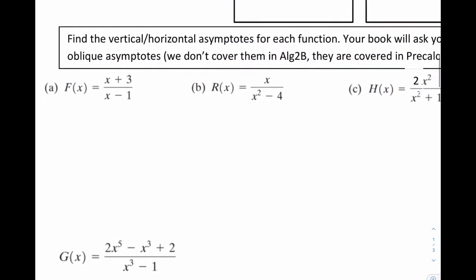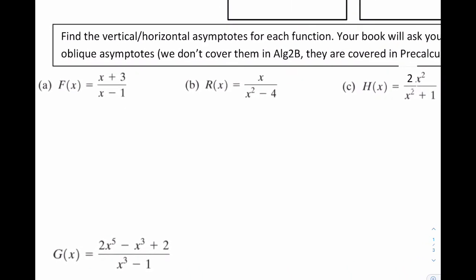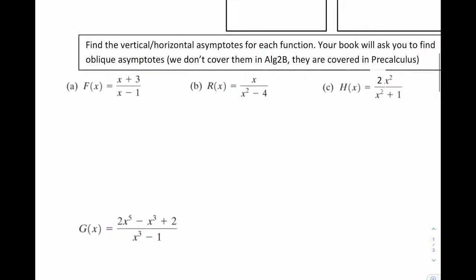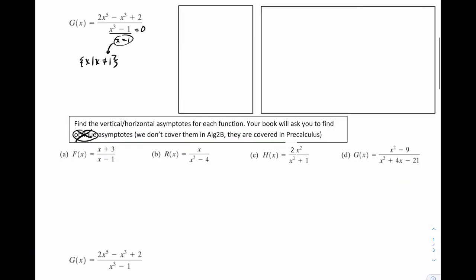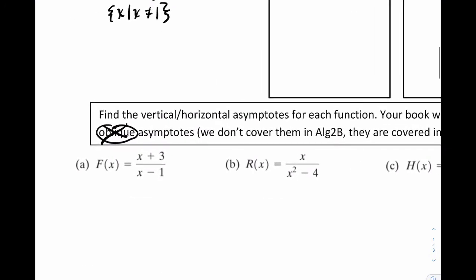Find the vertical or horizontal asymptotes for each function. Now your book is going to ask for oblique asymptotes. However, just cross those out. We're not going to cover that in Algebra 2b. You will cover that next year in pre-calculus. So hopefully all of you remember this idea of an asymptote. The most common graph you'll see it on is this.